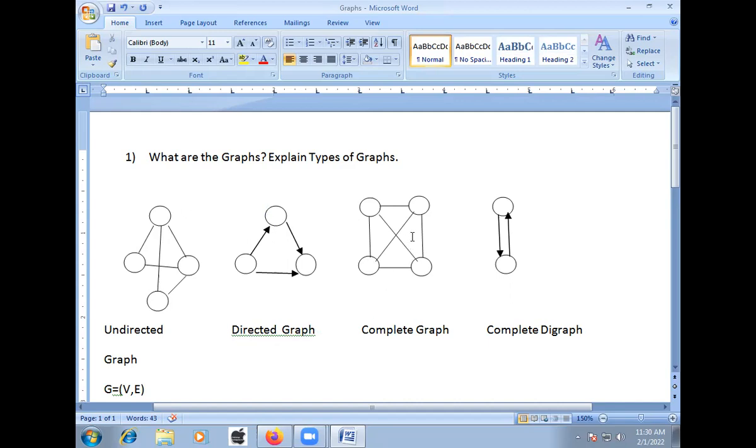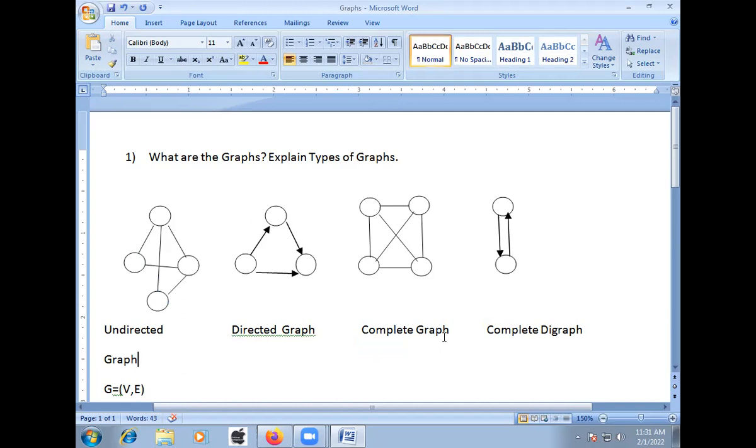In this graph, a number of nodes are connected to one another, but here is an important point to observe: each and every node must be connected in this graph. But in the undirected graph here, one node is not connected to this node. Here, each and every node is connected to another node, and that is called a complete graph. Such a type of graph is called a complete graph.